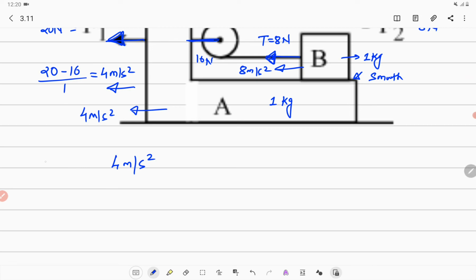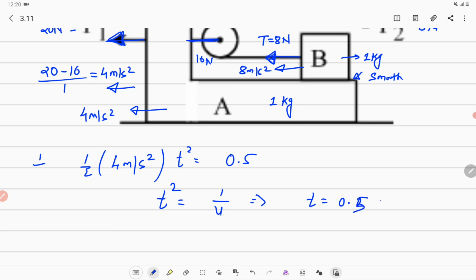So we can use the equation half a t square. Half a t square should be the displacement, which is 0.5. So you can calculate the time from this equation. This is going to be 1 by 4, t square is going to be 1 by 4, or t is going to be 1 by 2, or 0.5 seconds. This should be the required answer. Thank you.